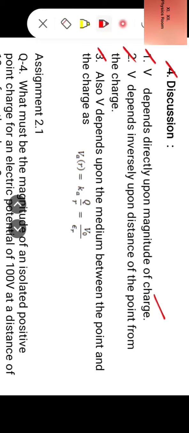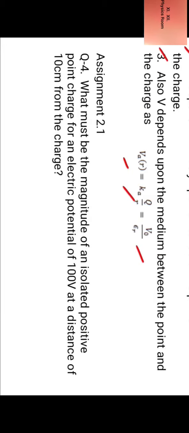V_m(R) is equal to K_m Q by R. We can write it as V naught by epsilon R, because K naught is equal to 1 by 4 pi epsilon naught, and 1 by 4 pi epsilon naught Q by R is V naught. Okay, therefore we can write V_m(R) equal to V naught divided by epsilon R. It means electric potential reduces in the medium by a factor equal to relative permittivity of the medium, the dielectric constant of the medium.